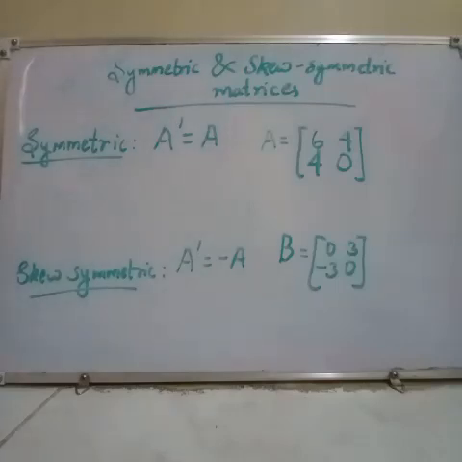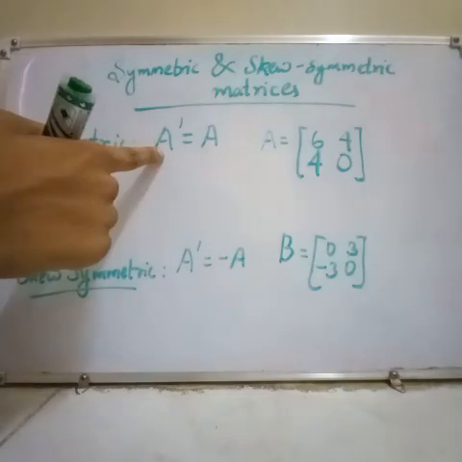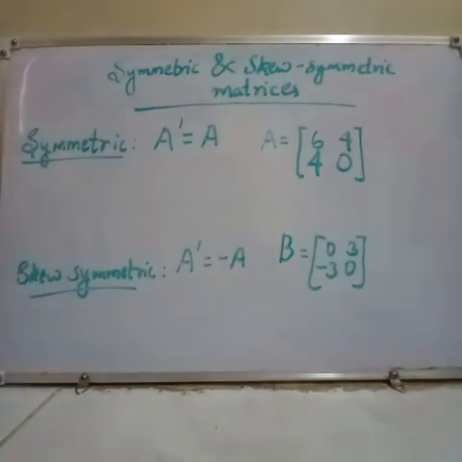So now let's check what symmetric and skew symmetric matrices are. The first matrix we are going to see is the symmetric matrix. For a matrix to be symmetric, the condition is that A complement (A transpose) has to be equal to A. The complements have to be equal, then only they are symmetric.